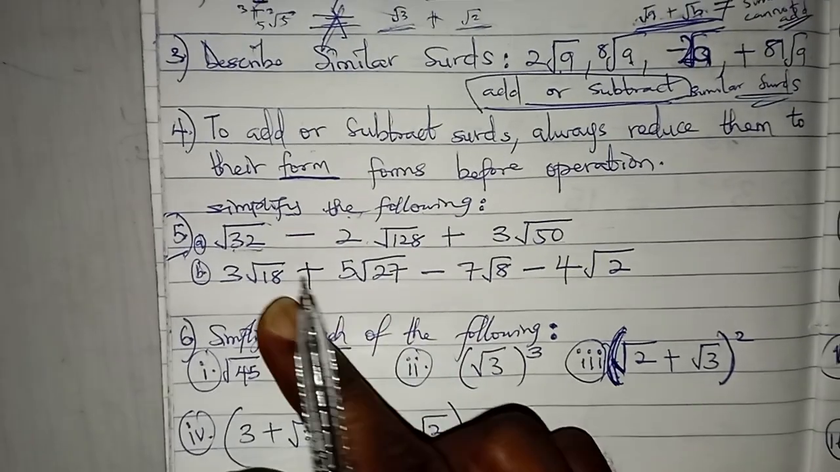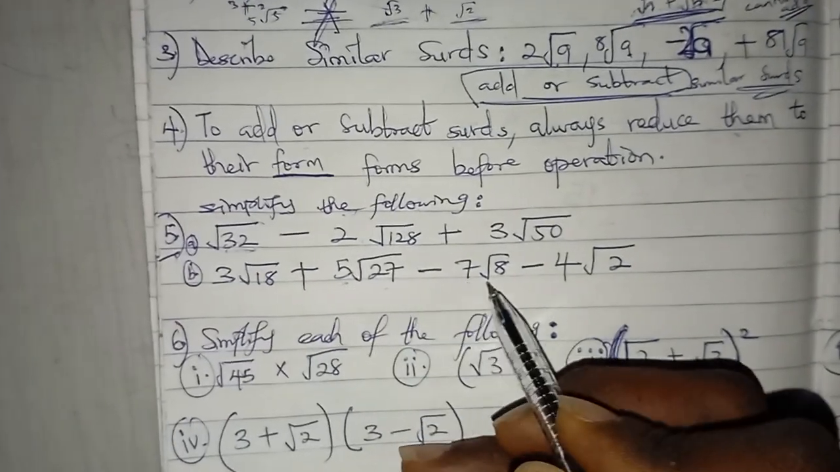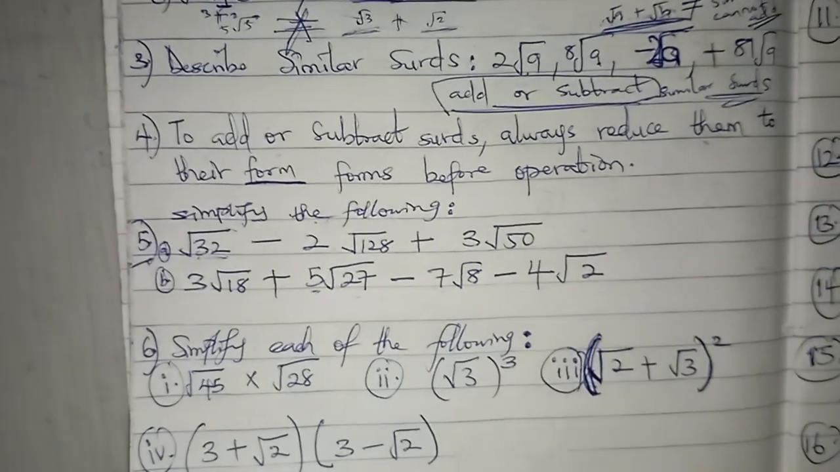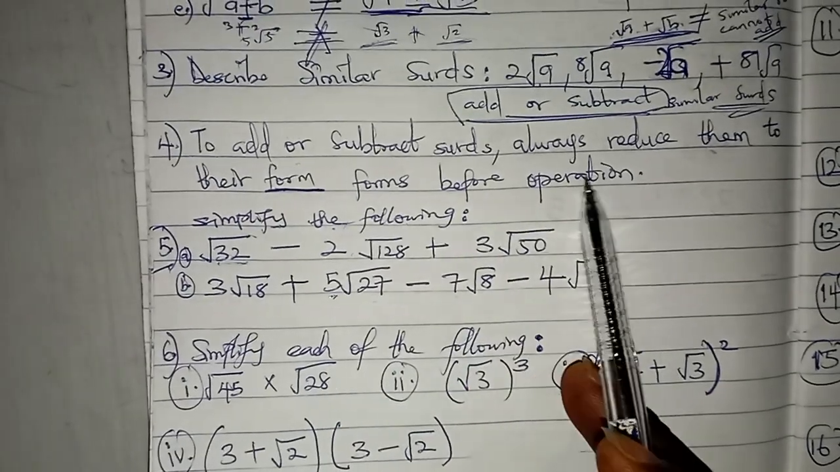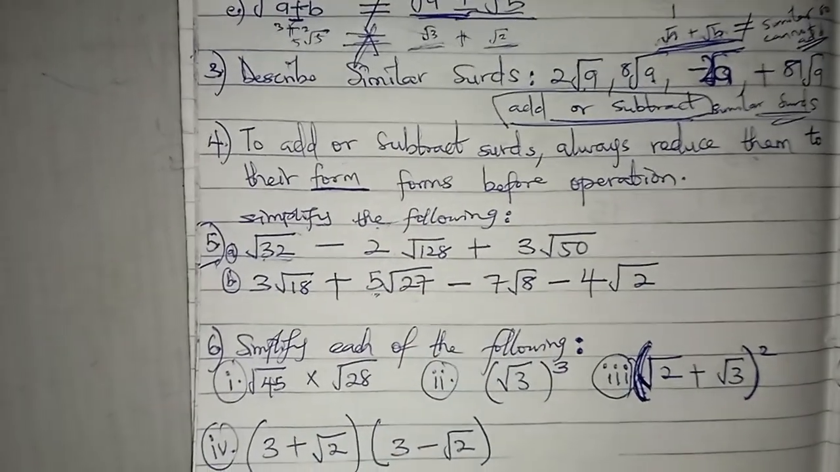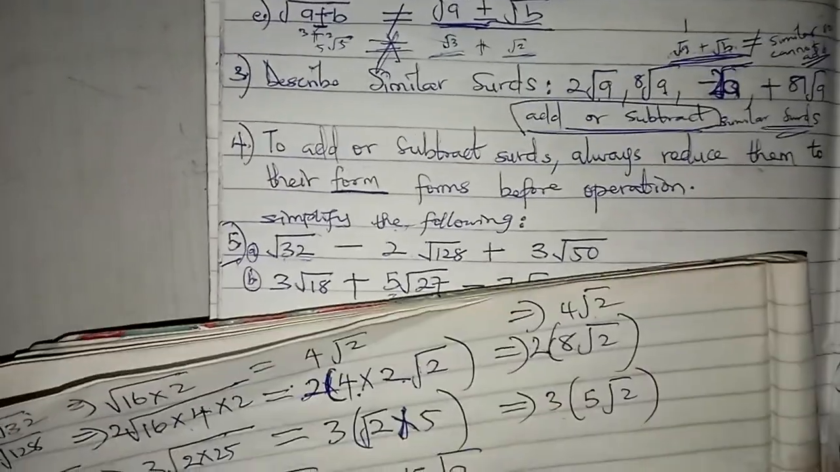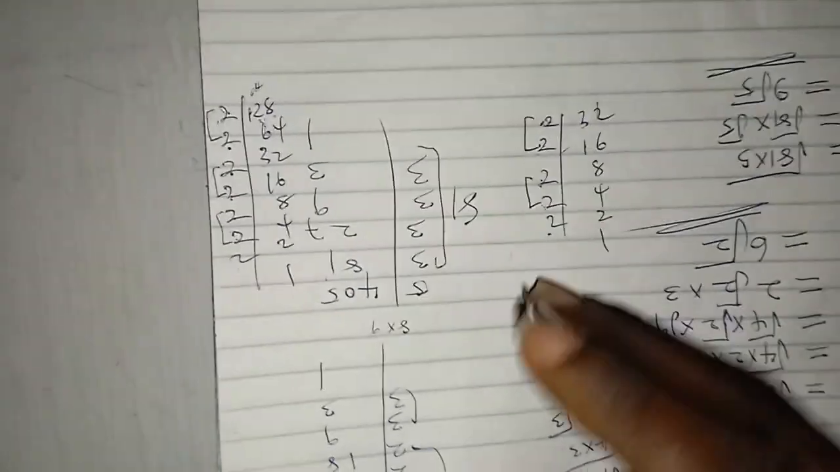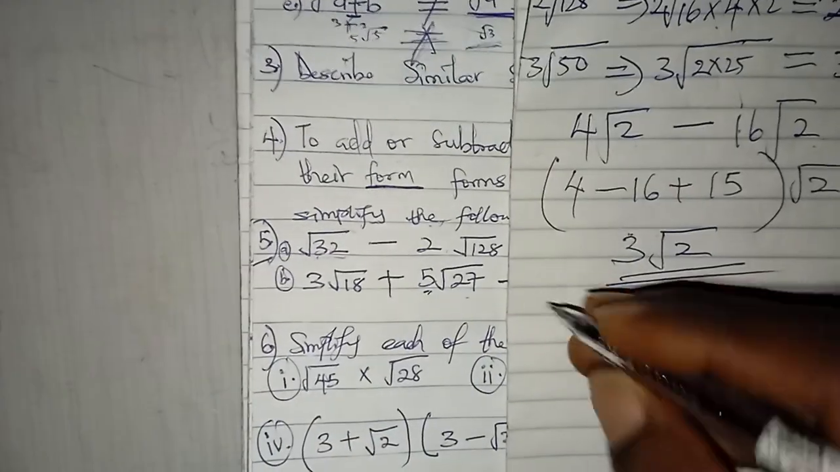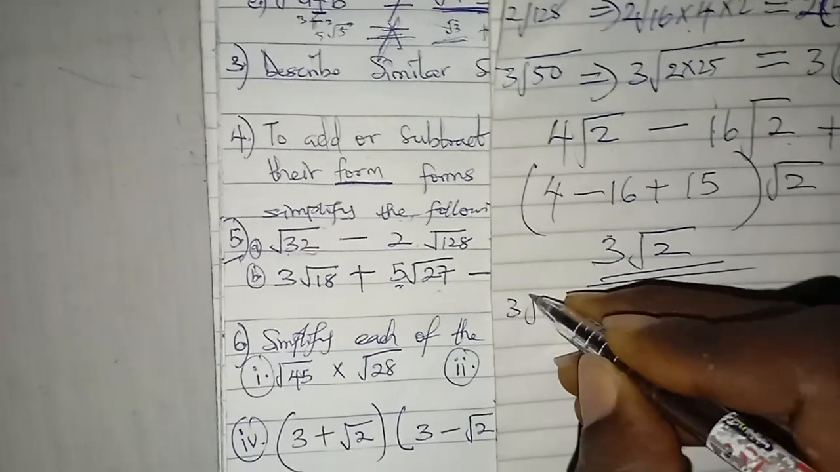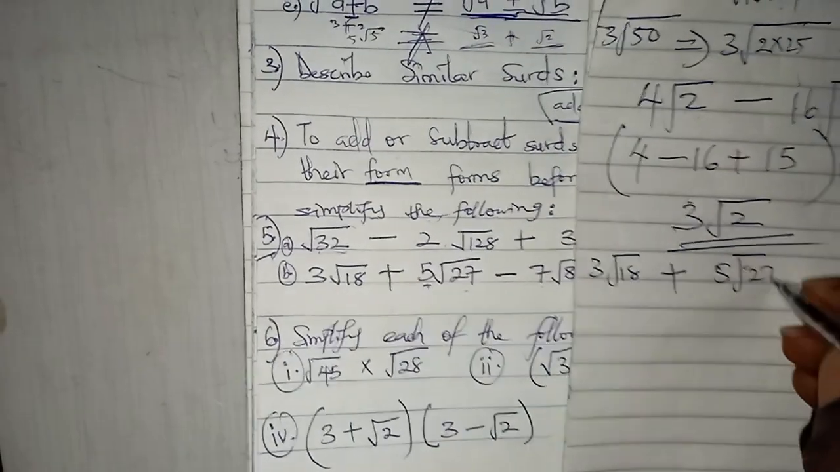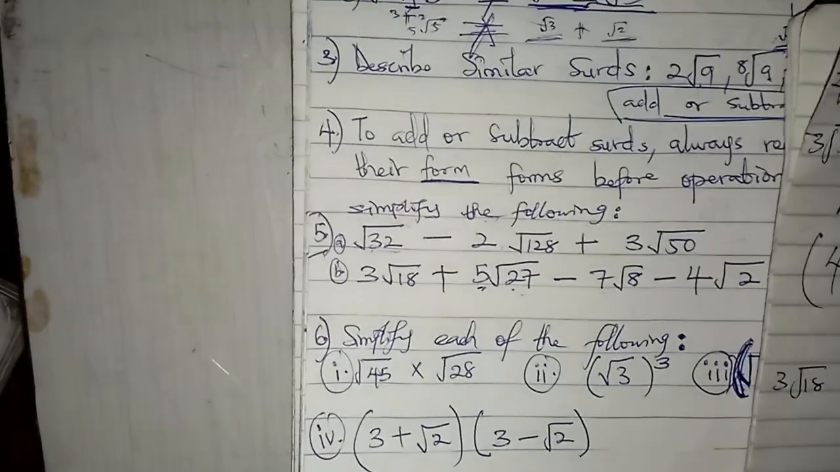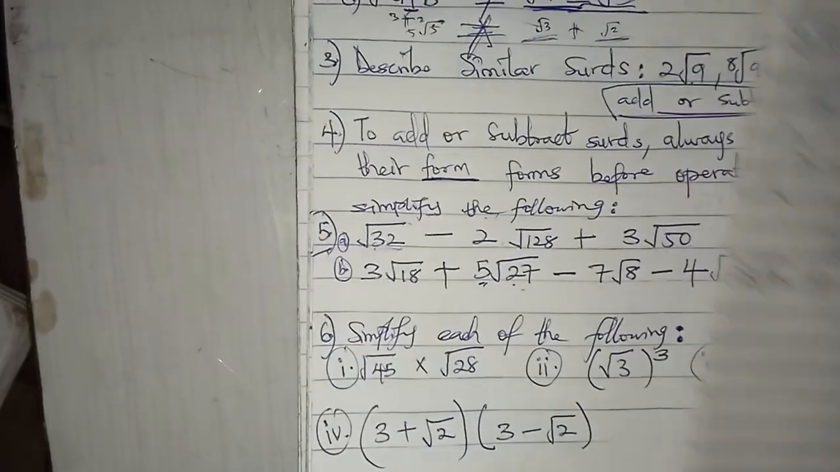Next one says 3 root 18 plus 5 root 27 minus 7 root 8 minus 4 root 2. Remember the principle: always reduce to basic form before operation, that is before subtracting or adding. So let's try to reduce to basic form. 3 root 18. First of all, let's bring it out. We have 3 root 18 plus 5 root 27 minus 7 root 8 minus 4 root 2.